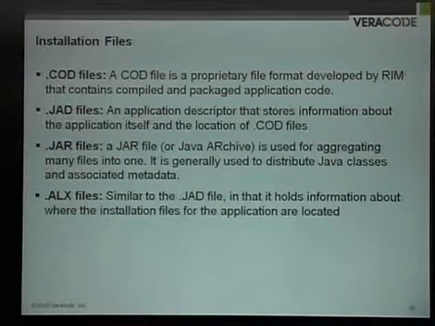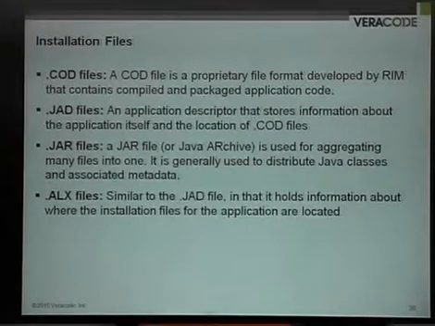So the installation files themselves are the code files. It's a proprietary format developed by RIM. It contains the compiled and packaged application code. We have the JAD files, which is essentially a descriptor that provides pointer and metadata information about the code file, holds a URL pointer and other items. That one's required for over-the-air installation. We have a JAR file, which is exactly like a Java JAR file. It's the same thing. Multiple classes, metadata, those types of things are in it. That's not required for the installation of the application.